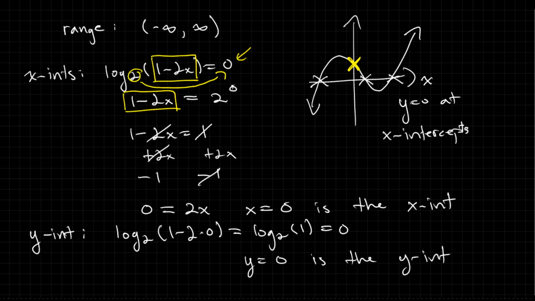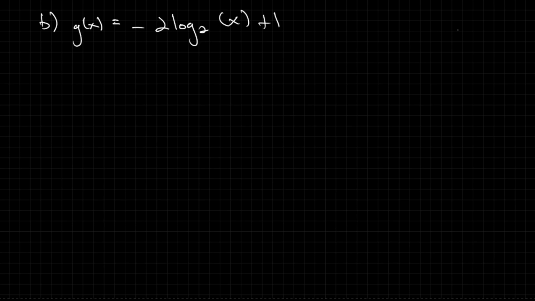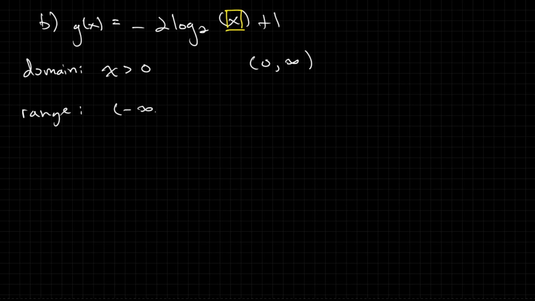Let's take a look at this second problem where we had negative 2 log base 2 of x plus 1. I went ahead and recopied this on a new piece of paper here, and to find the domain we'll set whatever we're taking the log of bigger than 0, and that turns out to be relatively easy to do. We just have that x is greater than 0, so the domain is 0, infinity. The range, since this is a transformation of a logarithmic function, is just going to be all real numbers.